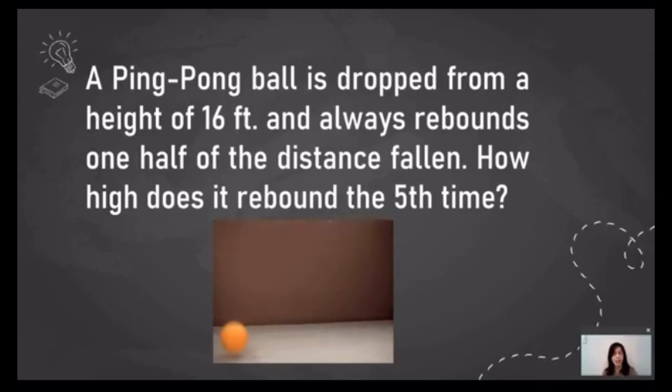I have here a ping pong ball and I'm gonna drop this from a height of 16 feet. Now the problem says that the rebound height is always 1/2 the drop height. And we are asked to look for the 5th rebound height. Okay? Alright, now let's try dropping this ball from a height of 16 feet. Alright, did you see that?